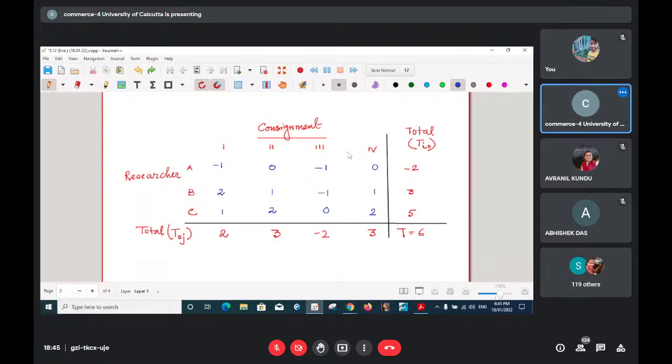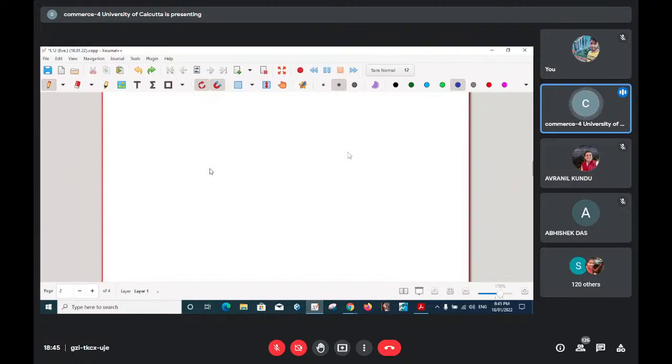I hope you can see it. Have you copied it? No, sir. Now I have calculated T, that means the total of the sum total, which is the row total and column total. If you write the sum total, that is capital T is equal to 6. Row wise it is 6, column wise it is also 6. Is it okay? Yes, sir.